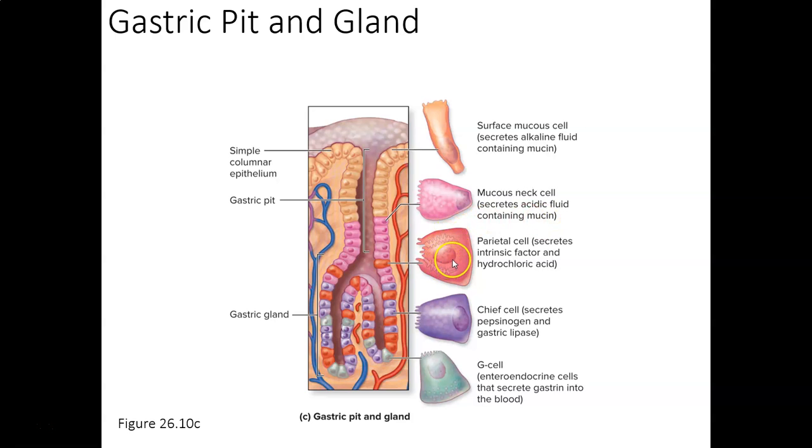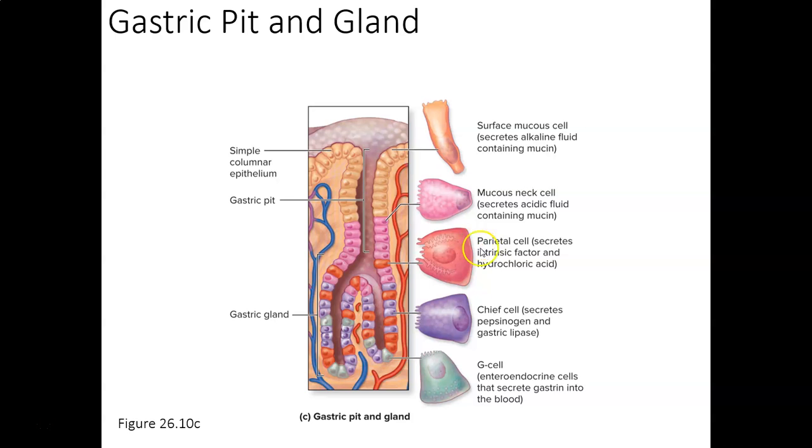The third type are called parietal cells. They are the cells that secrete the hydrochloric acid. That's the main acid that determines the gastric acidic pH. In addition to that, it also secretes intrinsic factor.